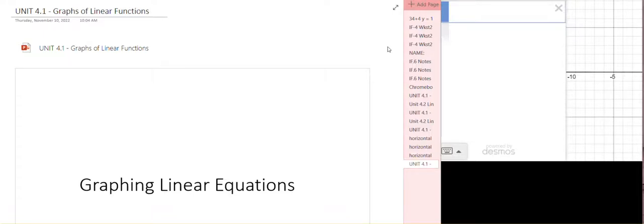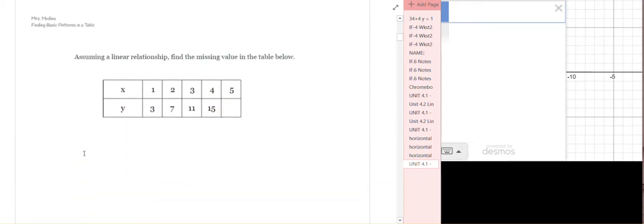This is Miss Medina, and in this video we're going to talk about graphing linear equations. Our warm-up question was, assuming a linear relationship, find the missing value. A linear relationship means that the increase between the points is going to be constant. So let me go ahead and get a pencil.